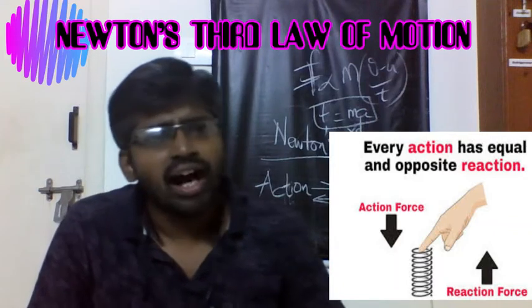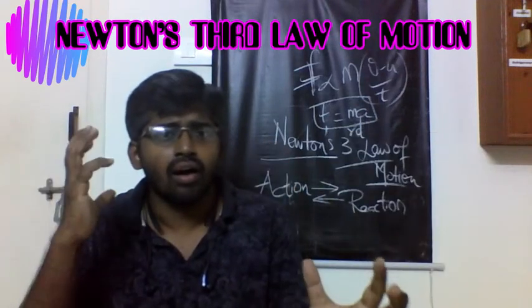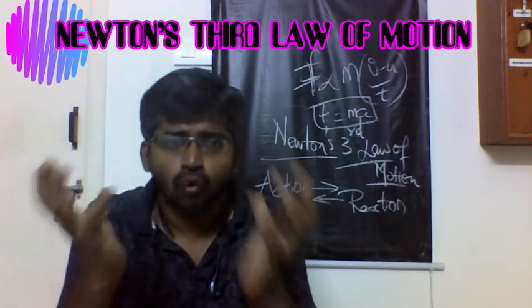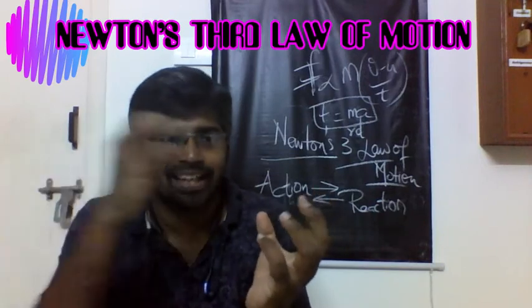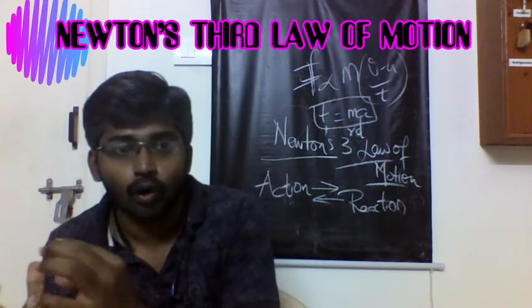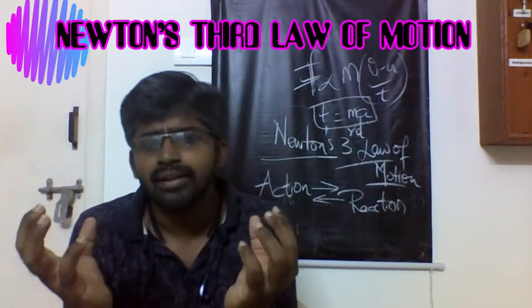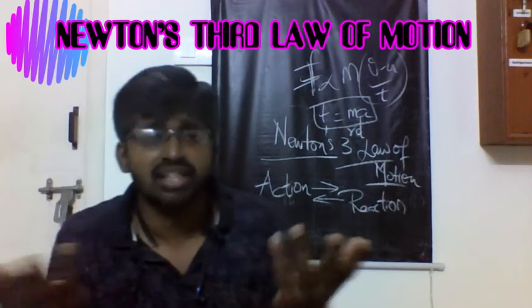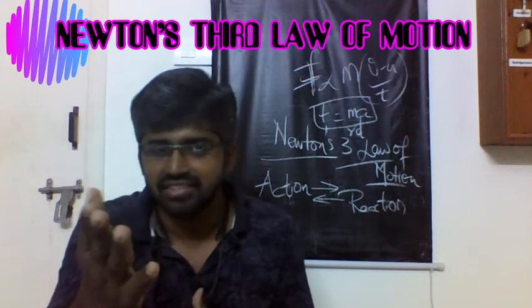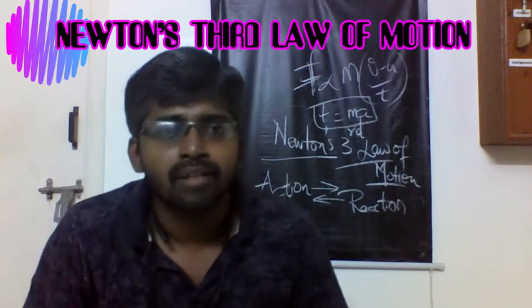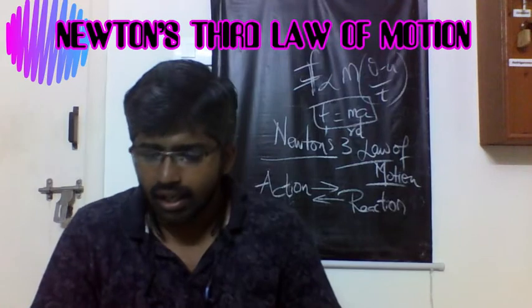Now, these forces, A is acting on B and B is acting on A. They are equal. The magnitude is equal, but the acceleration is different. Why is the acceleration different? Now I will explain from the examples.